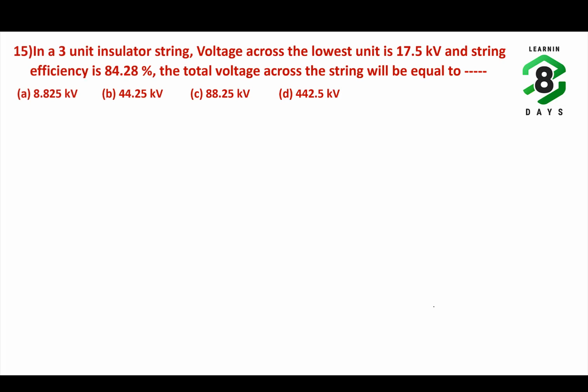So coming to the last question in this lecture. He is telling, in a 3 insulator string, the voltage across the lowest unit is 17.5 kV. The string efficiency is 84.28%. The total voltage across the string will be equal to. So he is asking what is the total voltage across the string.